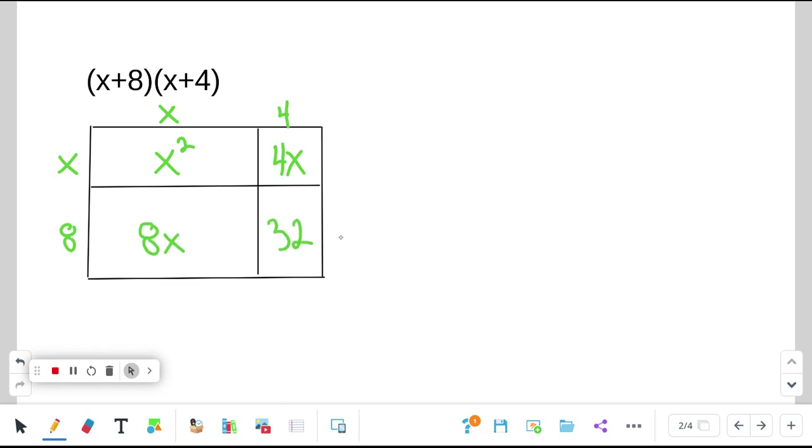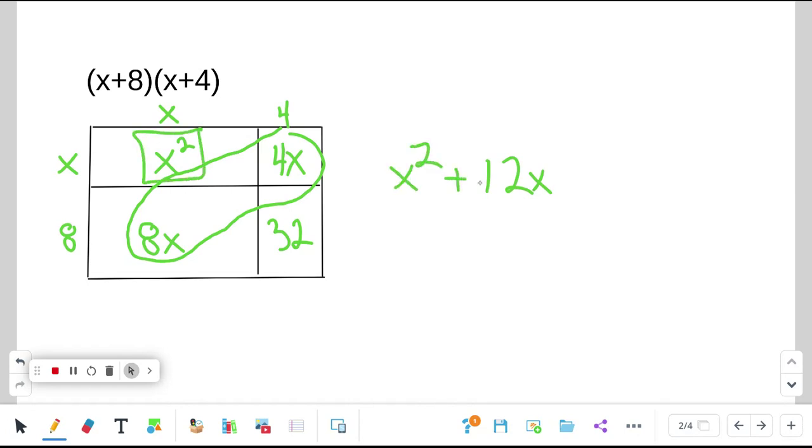Well, I want to write the total of all these, but I can't add up things that don't have the same variable. So all I can do is combine the things that can be combined. That's these two here. That gets me 12x. I also have this x squared right here, and I have this plus 32. So there's my total.